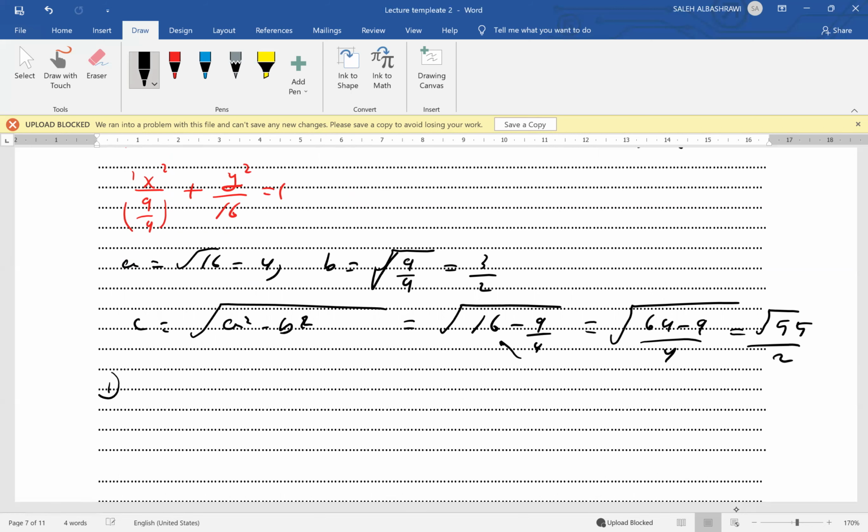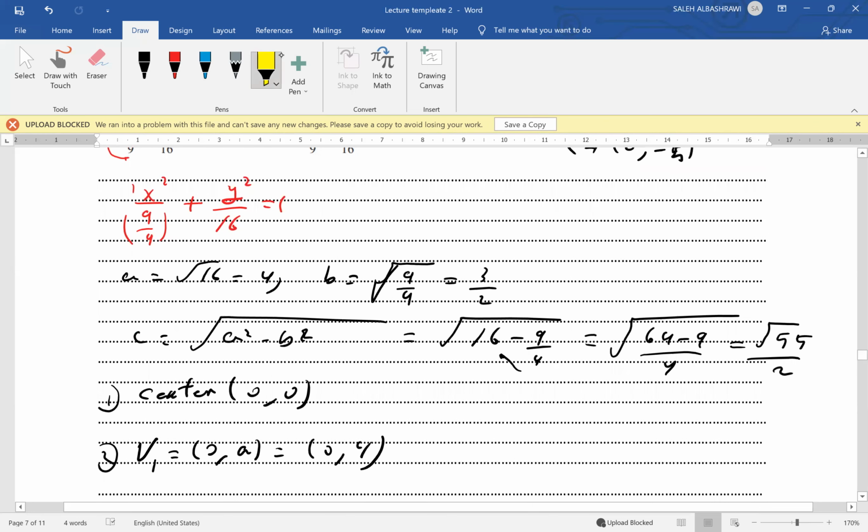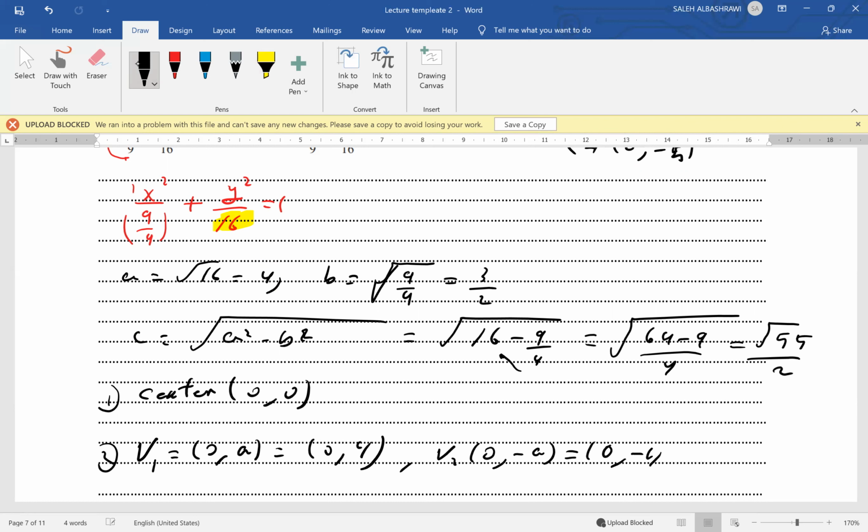We can find the center, which is given by 0 and 0. Number 2, vertices. V1 is 0 and A, which is equal to 0 and 4. This is because the A squared is under the y coordinate, so this is a vertical ellipse, or the major axis is vertical. And V2 is given by 0 and minus A, which is 0 and minus 4.